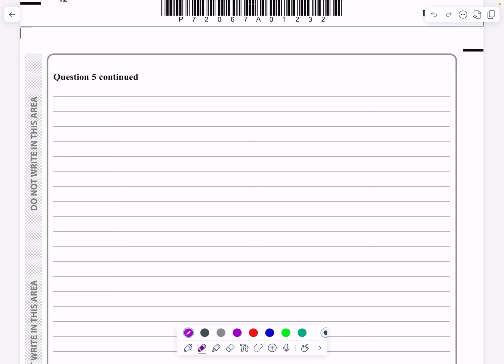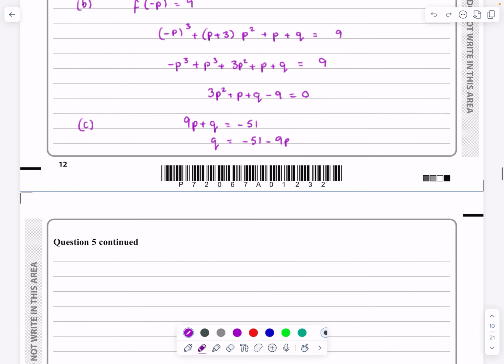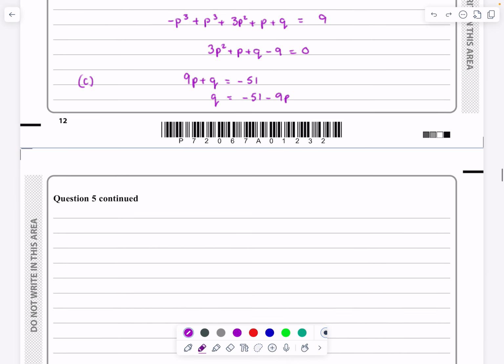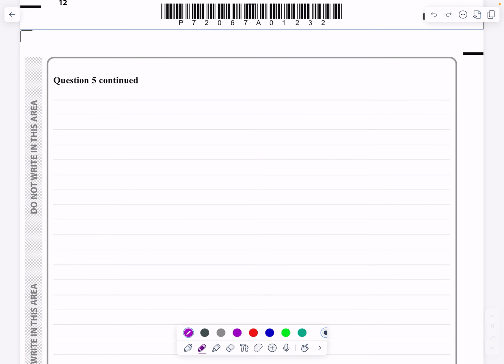So we said 3p squared plus p plus minus 51 minus 9p. Okay, yeah, we can do that. So 3p squared plus p minus 51 minus 9p minus 9 equals 0. That's going to give me a quadratic. So 3p squared minus 8p minus 60 equals 0.